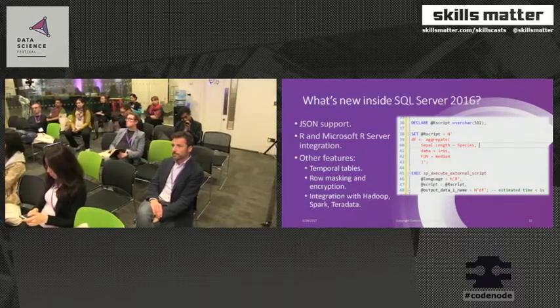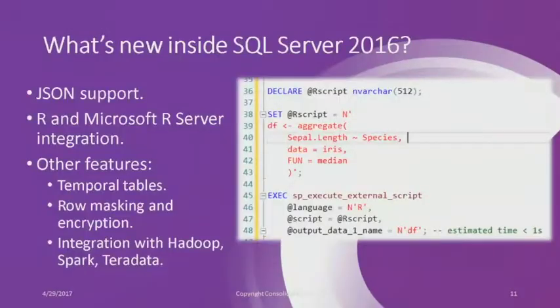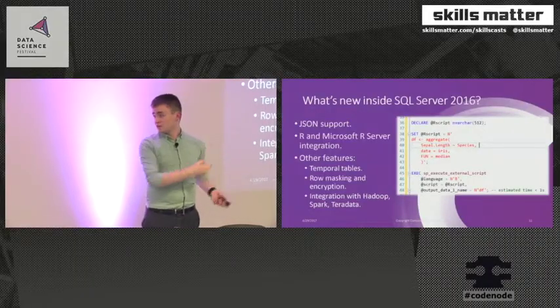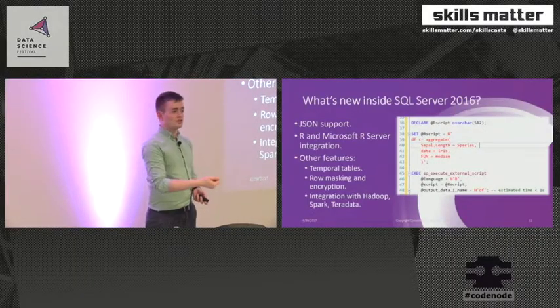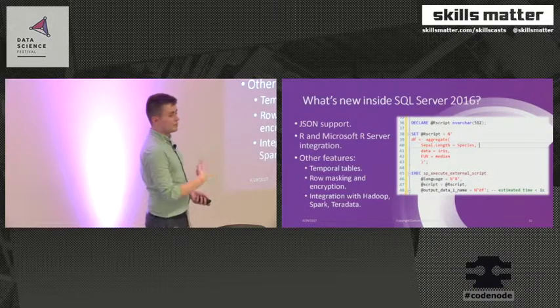You declare a variable, an nvarchar, you set a value, and that value is your R script, and then you simply use a brand new system stored procedure called sp_execute_external_script, which will run whatever is in that text variable, along with any extra inputs that you decide to give to it. And we'll go over a few of those in a bit more detail in a moment.